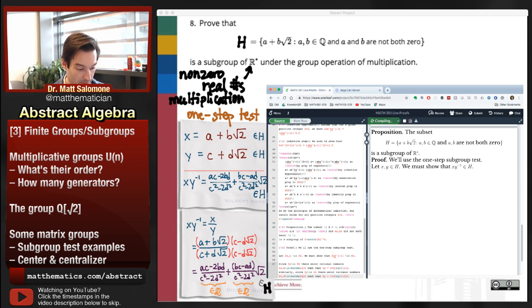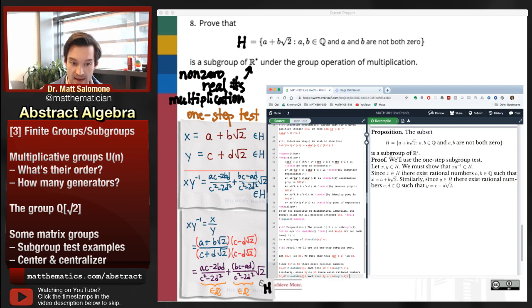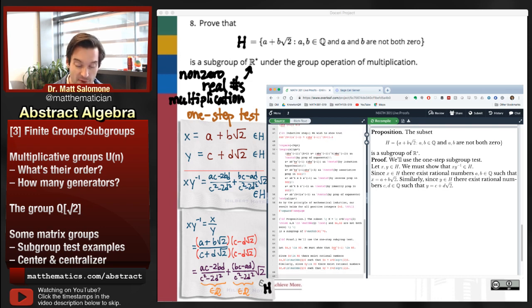So those are the first two lines on my napkin, right? I know that x and y belong to H, and therefore I know specifically what form x and y take. They're rational numbers plus a rational multiple of the square root of 2. So now I've introduced A, B, C, and D into my universe by eliminating the existential quantifier. There exist rational numbers A and B. There exist rational numbers C and D. We also happen to know that A, B, C, and D are not all 0.